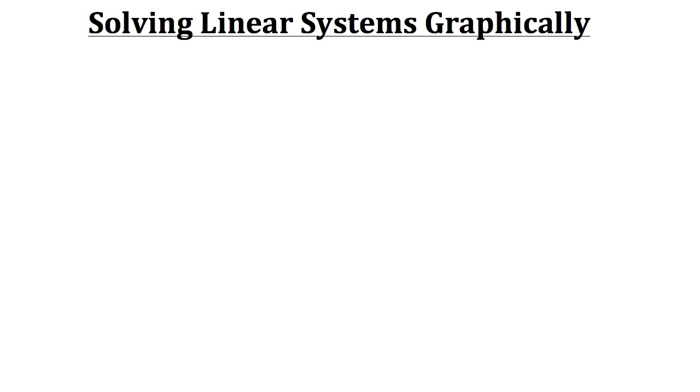So let's start off with example 1. Here we have a system of two linear equations. We have y equals x plus 7 and y equals negative x plus 3. Now if we wanted to solve this system, one way we could do it is to graph both the equations onto the same coordinate plane and see if they intersect at any point.